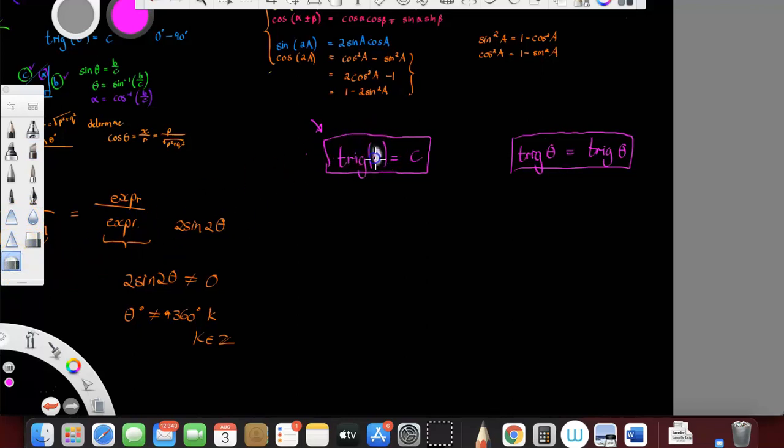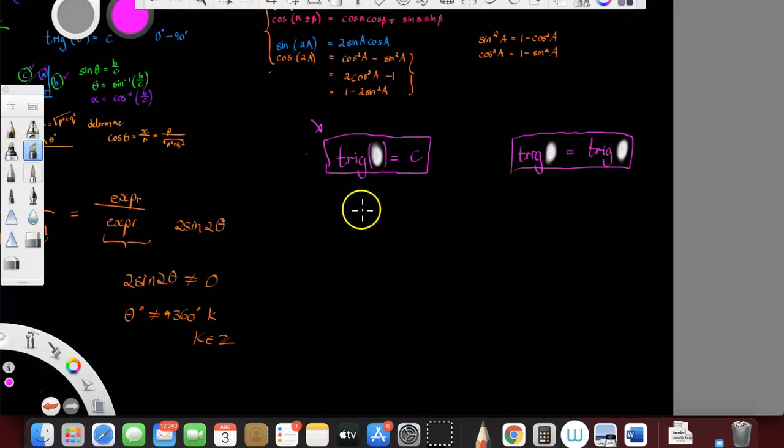I'll make it white, but that's okay. Trig of ghost, and so you want trig of ghost equal to trig of another ghost. So one trig equal to another trig. This could work, or having a trig equal to a constant. Any trig expression equal to a constant will also work.